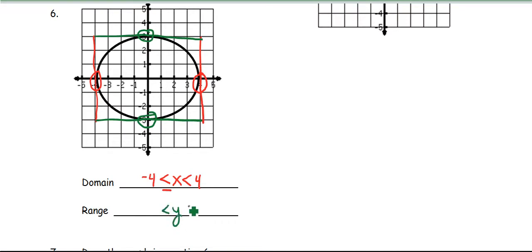So I can always start like this. I can write -3 because that's the least. 3. It's a solid line, so I'm going to draw my equal sign, and a solid line up top, so I draw my equal sign.